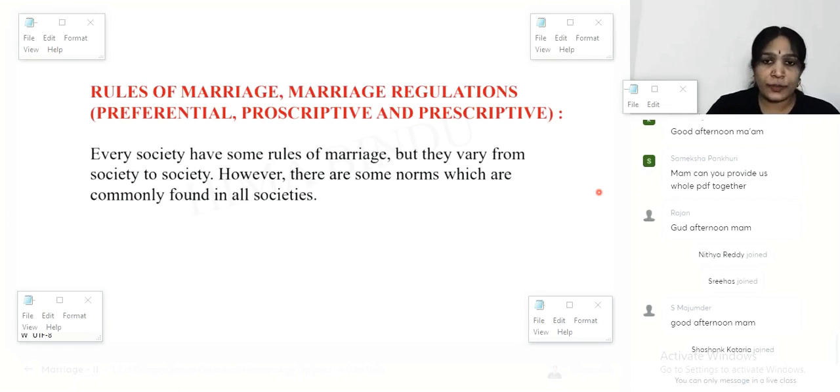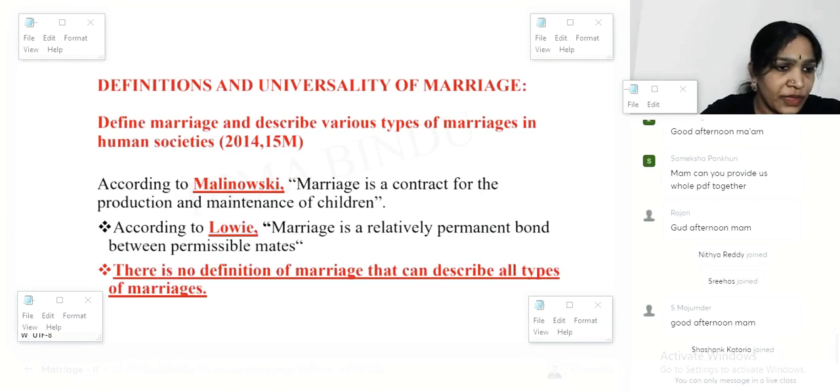After 10th class, I will let you know how we proceed with the answer writing. Done. But I will keep discussing the questions. As of now, we discussed 2 questions. If you remember, the first question that we have seen here is: define marriage, describe various types of marriages in human societies. This is a 15 marks question from the year 2014.